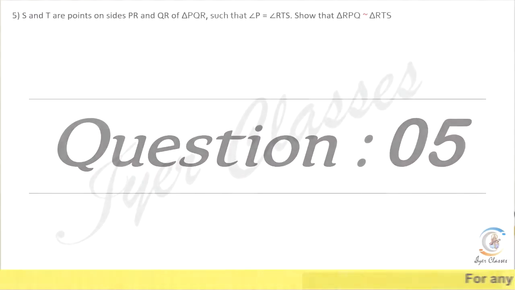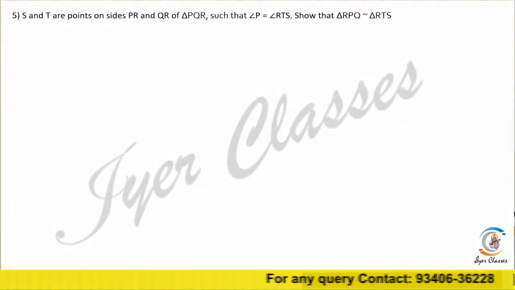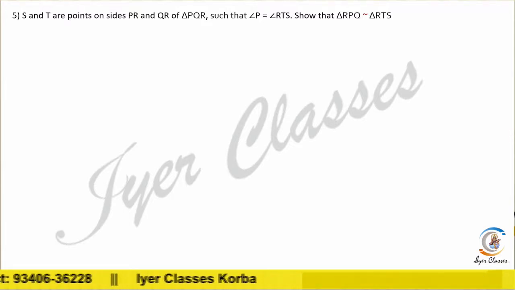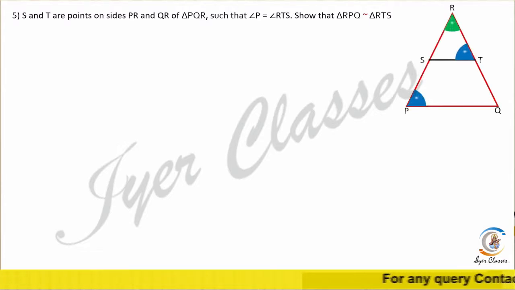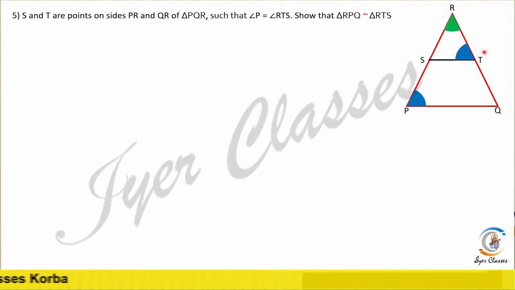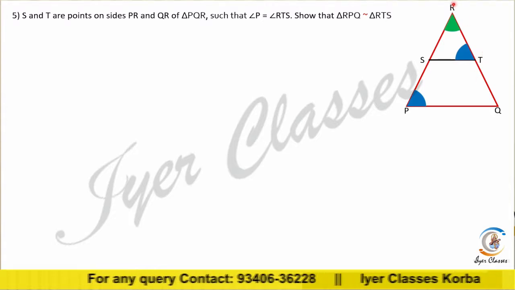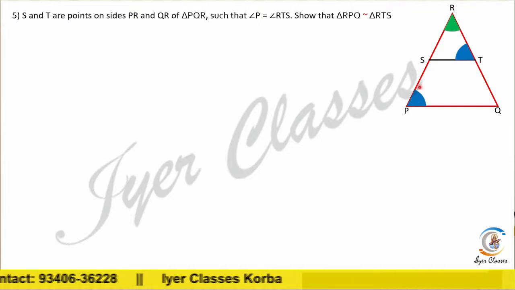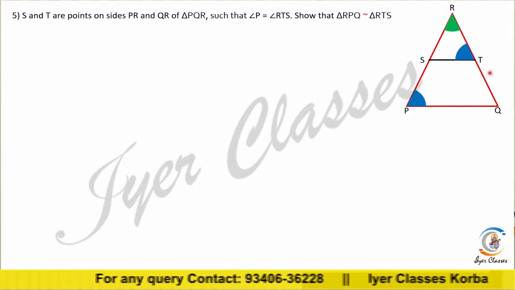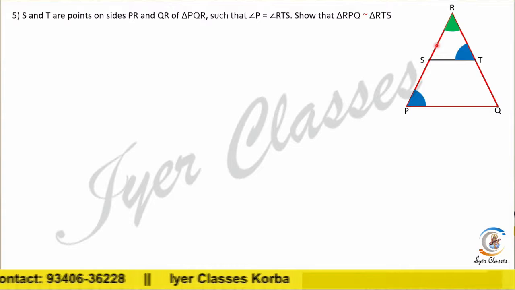S and T are the points on the sides PR and QR of triangle PQR such that angle P is equal to angle RTS, and we are supposed to show that triangle RPQ is similar to triangle RTS. Look at the figure here. You can see that S and T are the points on the sides PR and QR of triangle PQR, and you're also given that angle P is equal to angle RTS. The blue angles are equal. You are supposed to show that triangles RPQ and RTS are similar to each other.